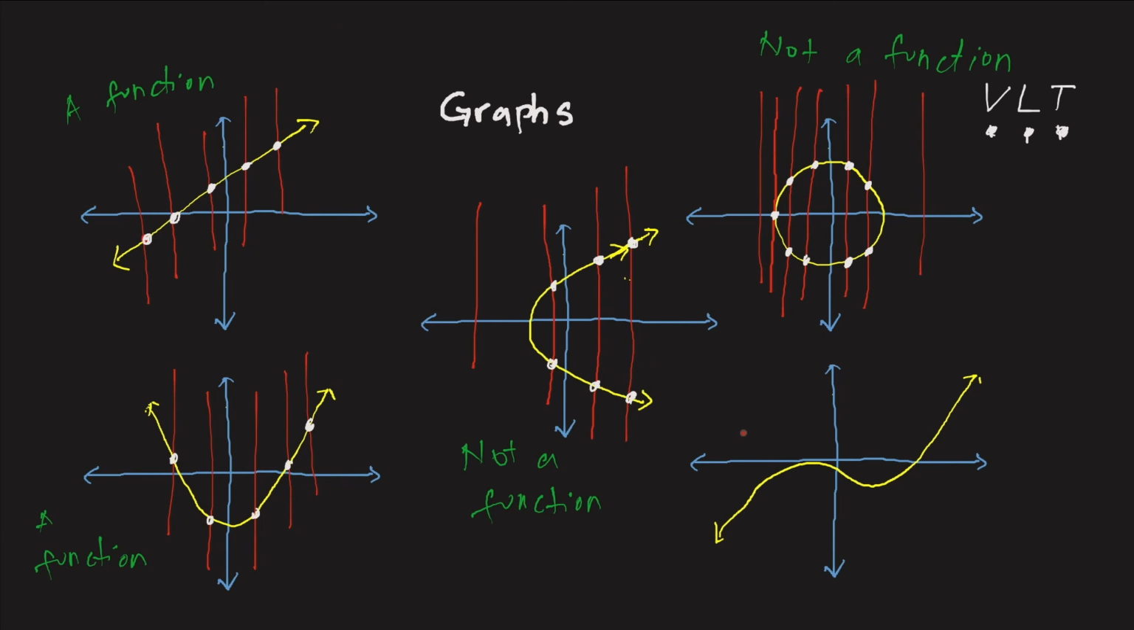Let's move on to our next graph. Okay? You just draw a vertical line anywhere along the graph and see the intersections. We see that the vertical line passes through the graph at exactly one point, and we say that this graph is a function.